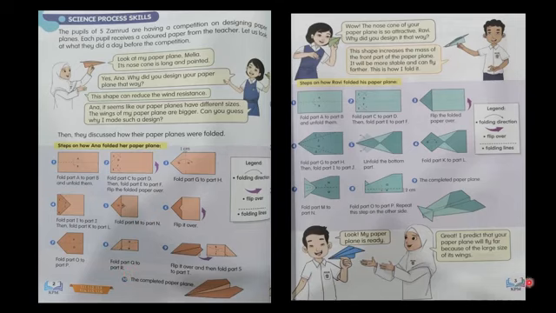Next, we move to page 3. You may pause the video and have a read of the conversation between Melia and Ravi, as well as read on the steps on how Ravi folds his paper plane. In case you have any questions, you may ask me.